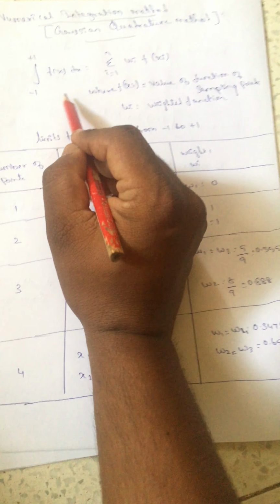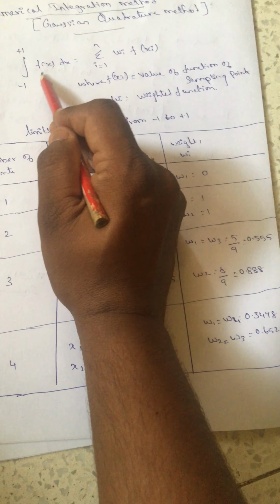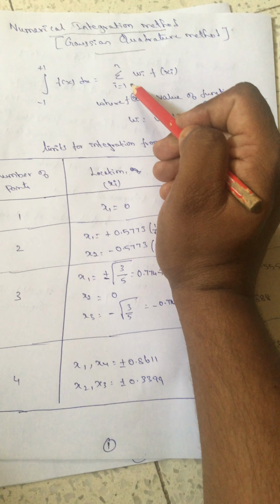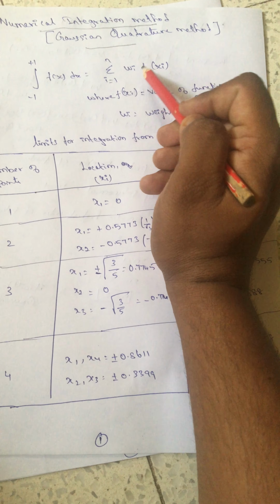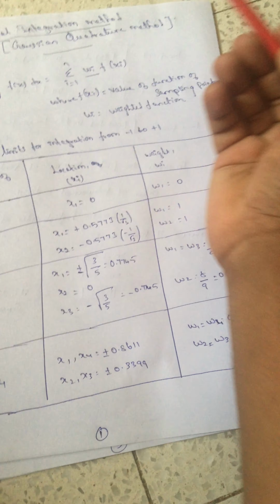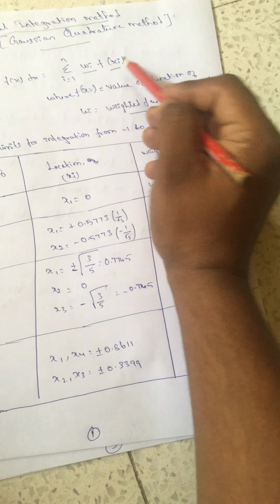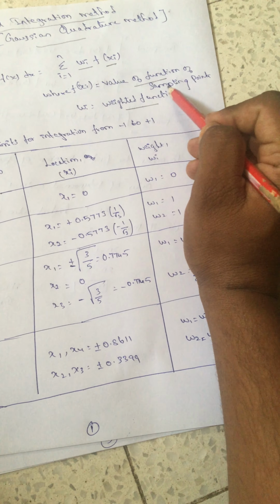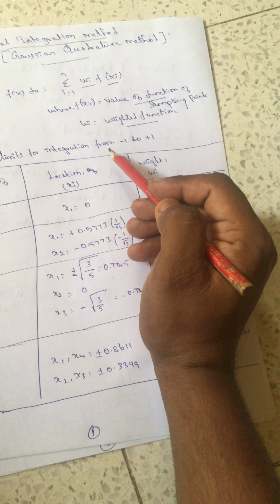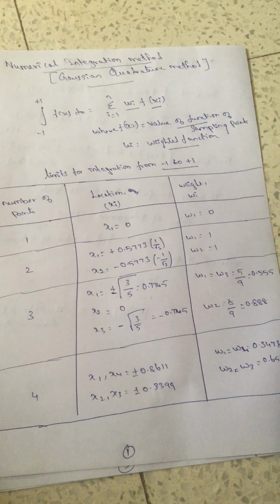So the general equation of Gaussian quadrature is like this: integral -1 to +1 f of x dx is equal to summation of i equal to 1 to n of wi f of xi, where wi is nothing but the weighted function and xi will be the value of the sampling points, right? So always the limits of the Gaussian quadrature will be from -1 to +1, right?